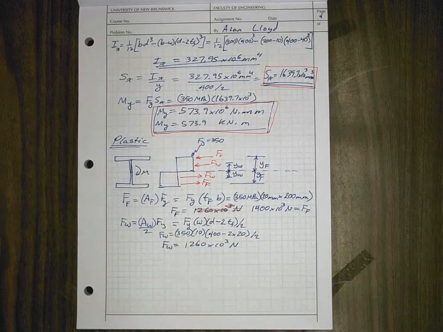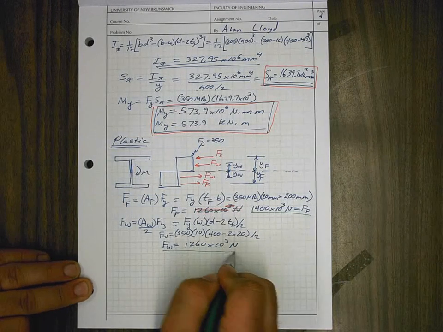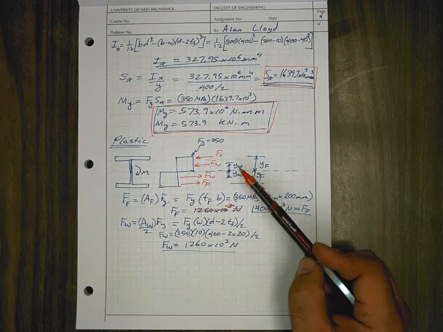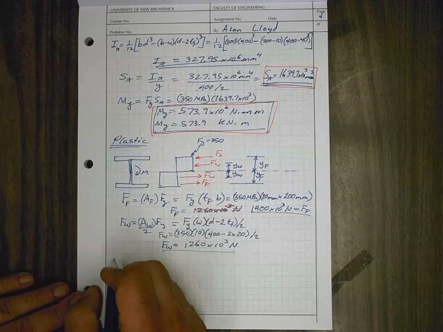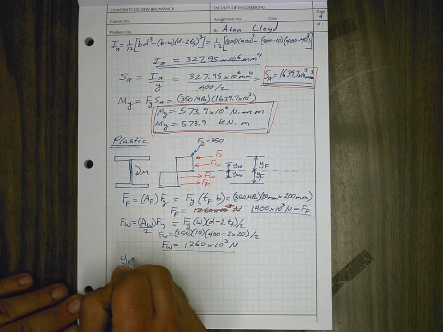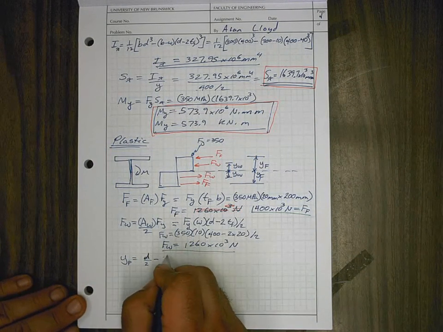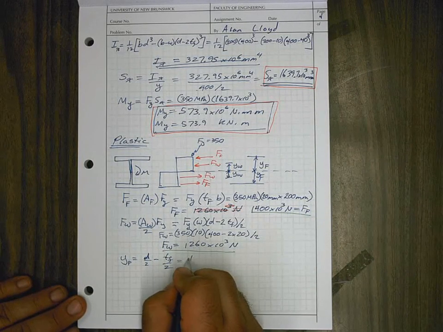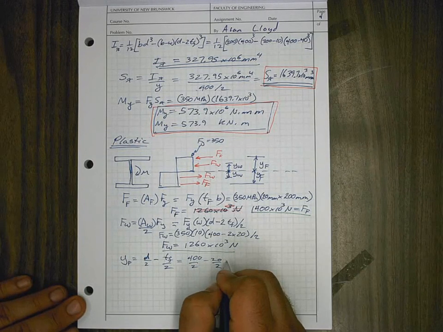So now that we have those values, and I might as well just underline them so it's getting a little bit messy here. We have those two values. We need to get the moment arms for those values, YW and YF. Now YF is not hard to find. That's simply equal to D over 2 minus TF over 2. And that's 400 over 2 minus 20 over 2. That gives us 190 millimeters.